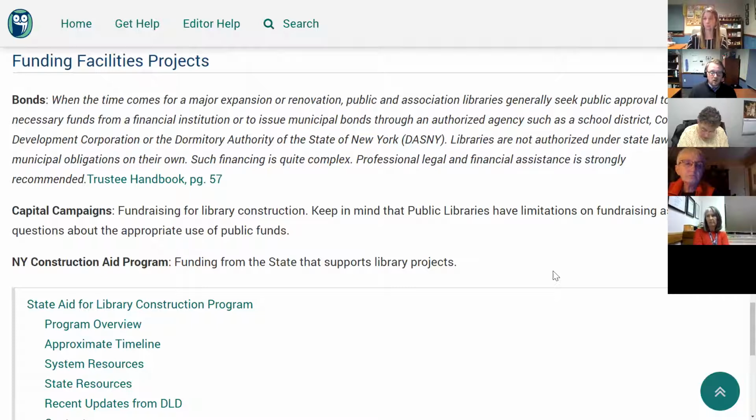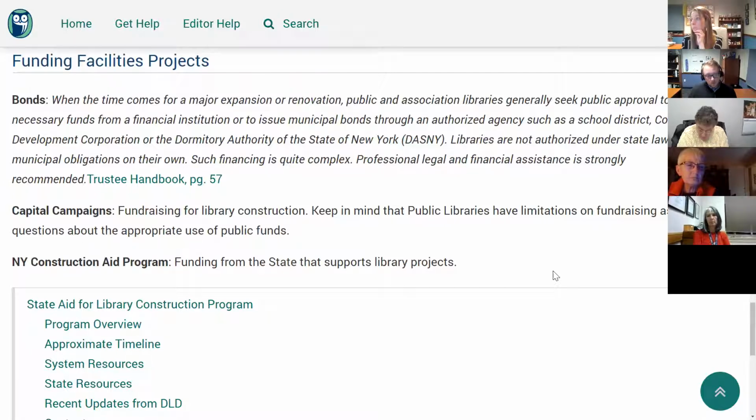Take a look at your past fundraising activities. If you haven't been able to raise that money in the past, I would assume that you're not going to be able to do it now. So just be very realistic about what you're going to be able to accomplish through a capital campaign.